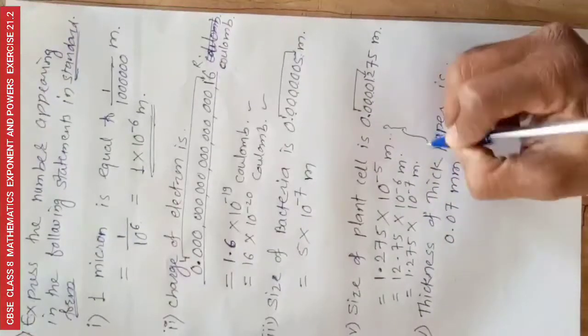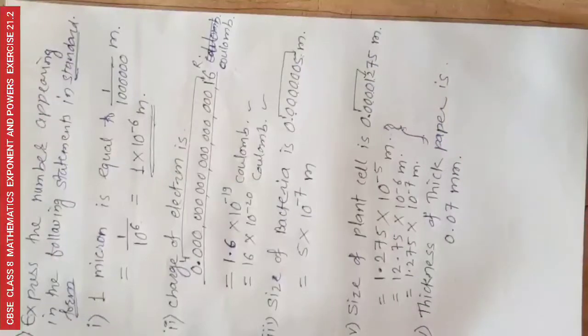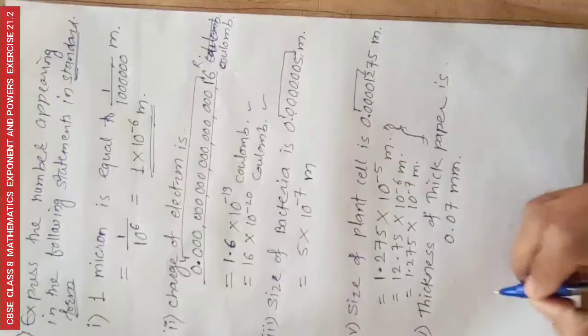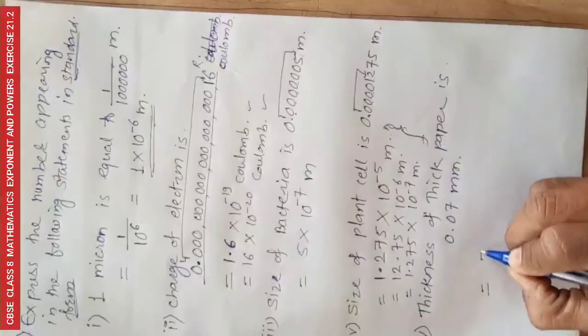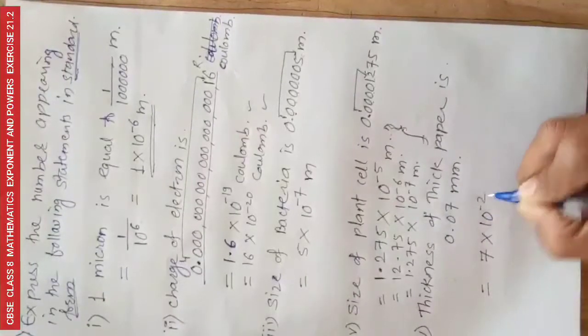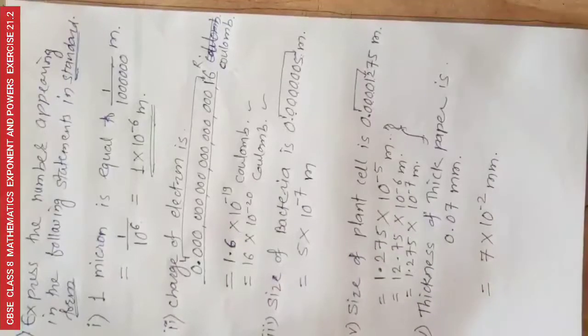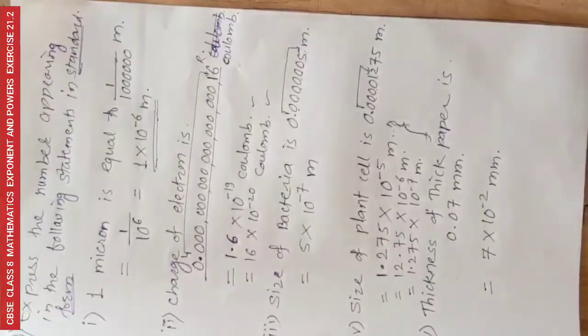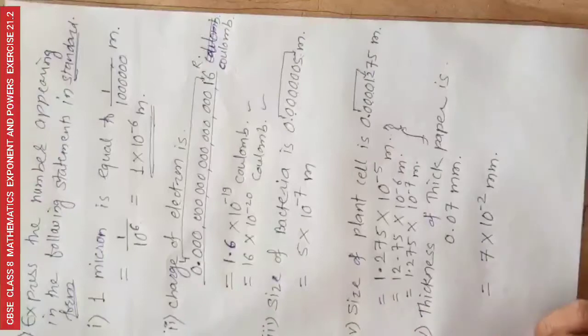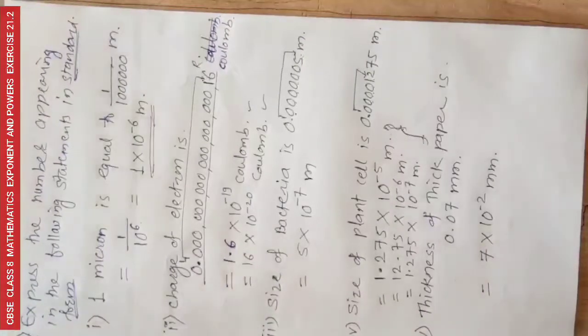All are the answers. In the last, thickness of a thick paper is 0.07 mm. So simply write 7 into 10 raised to the power minus 2 mm. So all of these are the answers of question number 3.